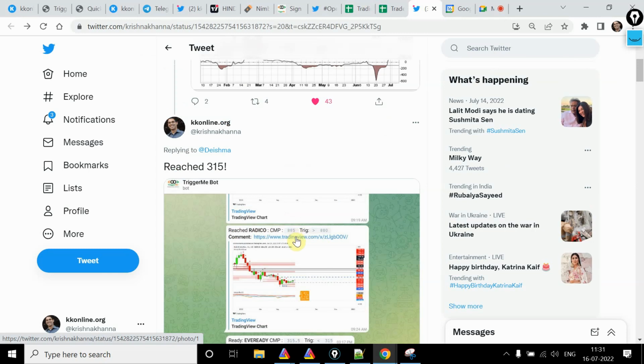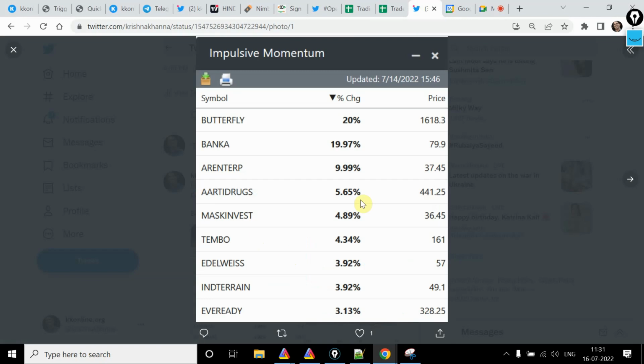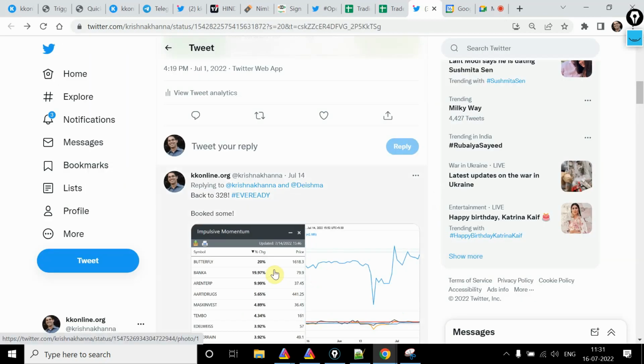So at that moment of time, how would I know what is actually happening? At that moment I can have these charts ready with me, right? Similarly, later on, what happened, we would also go through this dashboard. So this is on 14th. On 14th we see Everready, it is 328 at that moment. So within a span of around a few weeks, around 2 weeks, it has regained that value.